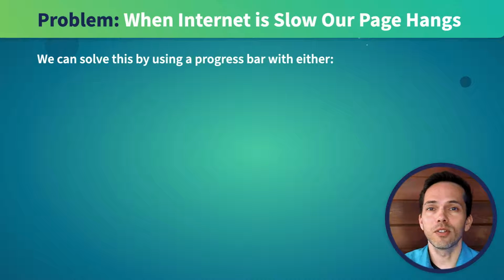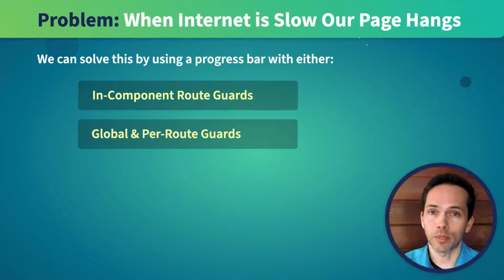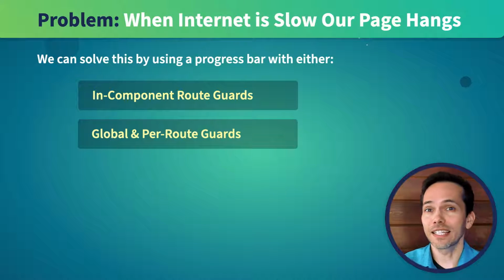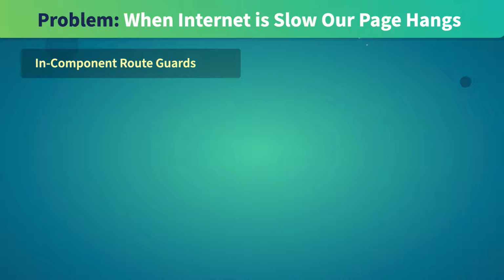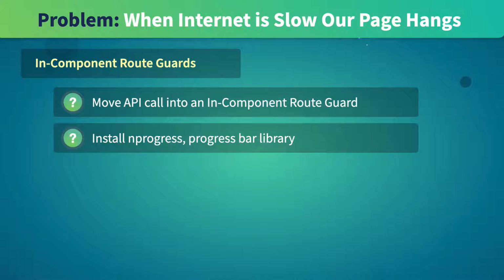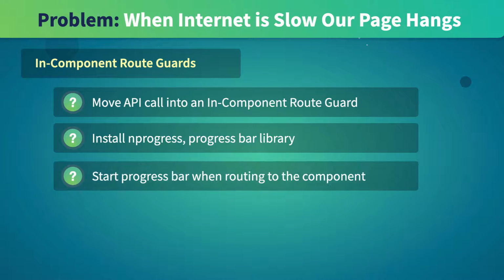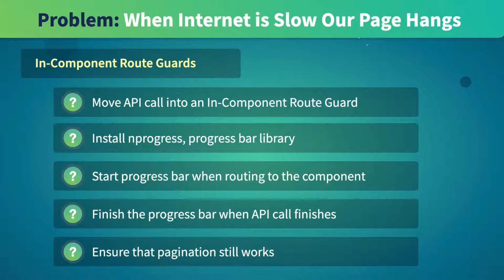We can do this by using in-component route guards or global and per route guards. In this lesson, we'll be implementing it using the first. To do this, first we'll move our API call into an in-component route guard. Then we'll install the nProgress progress bar library. We'll start the progress bar when routing to the component and finish the progress bar when the API call finishes. Finally, we'll need to make sure that pagination still works after we implement it.